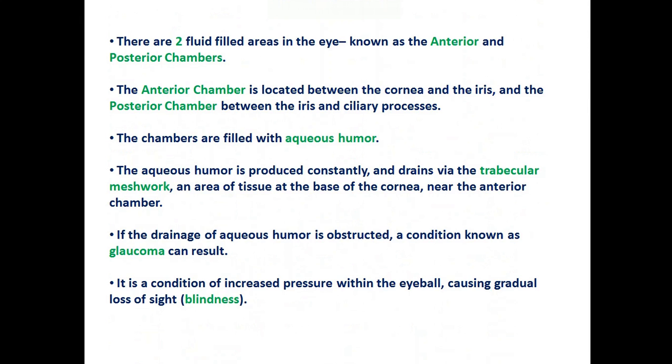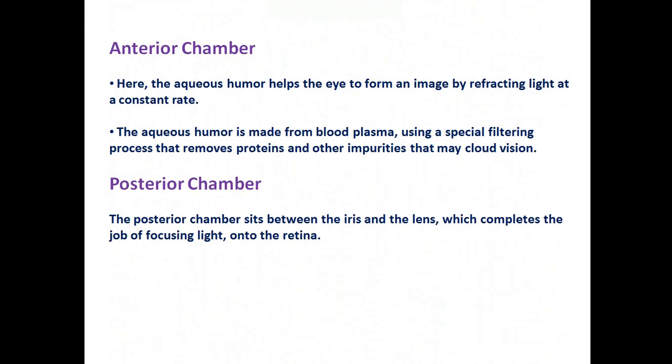If the drainage of aqueous humor is obstructed, a condition known as glaucoma can result. It is a condition of increased pressure within the eyeball, causing gradual loss of sight, and blindness. This is not good. Let us look into their functions.